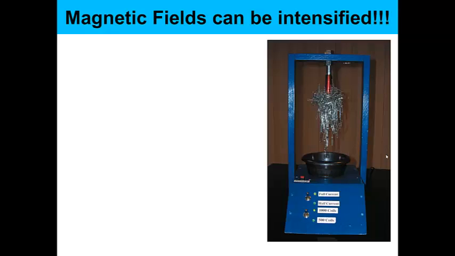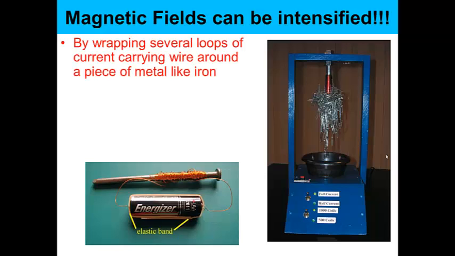is for conventional current. Magnetic fields can be intensified by wrapping several loops of wire that carry a current around a piece of metal like iron, so a ferromagnetic core. You can create an electromagnet.